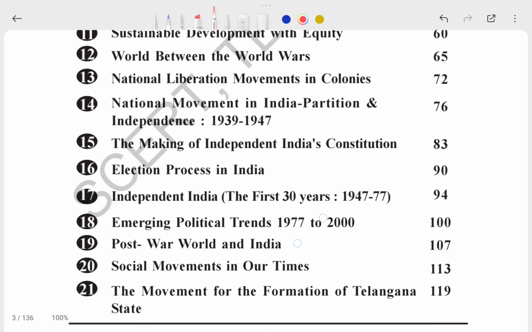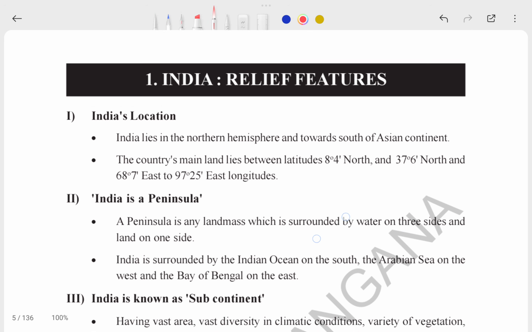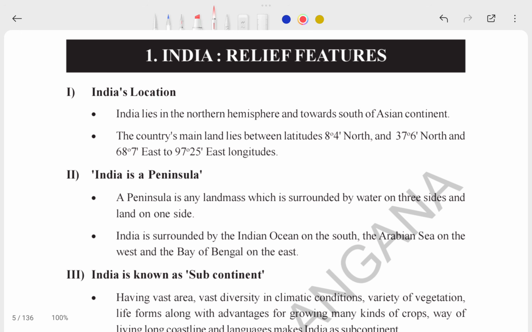So today we are going to see the most important and repeating questions of India Relief Features, which have repeated over the years. This PDF is made by the very top teachers of Telangana, actually it's a book, and it is very helpful for the TET examination of the teachers also. And if you are a student of the 10th class, then it is a very amazing book for you. Okay, so let's just start.